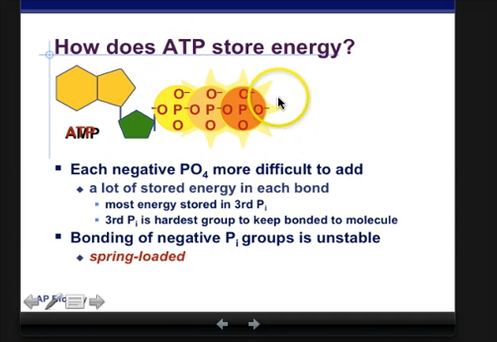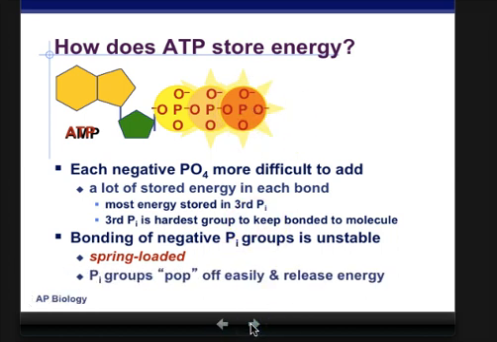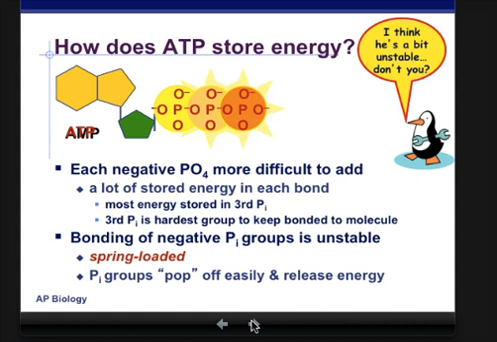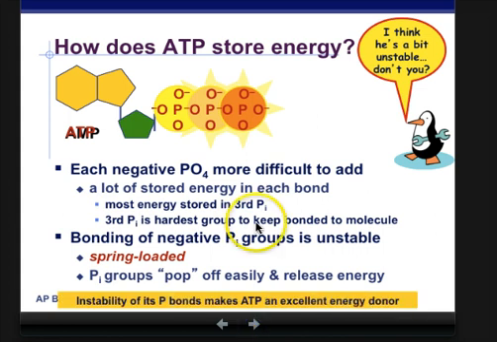So that's how ATP stores energy. It's stored in these very unstable, hot, ready-to-go phosphate bonds. And ATP really wants to give up that last phosphate. So the last phosphate's going to pop off easily and release energy. And here comes the penguin. I think he's a bit unstable, don't you? So the instability of its phosphate bonds makes ATP an excellent energy donor. All right, so that's how ATP stores energy.